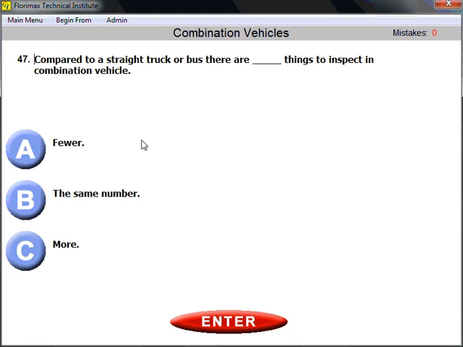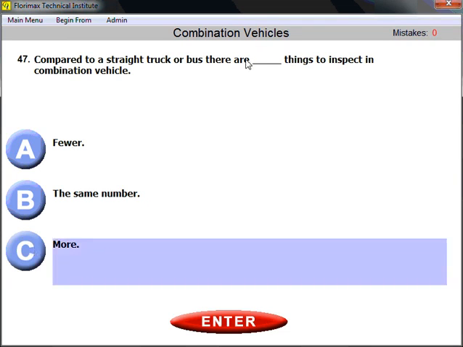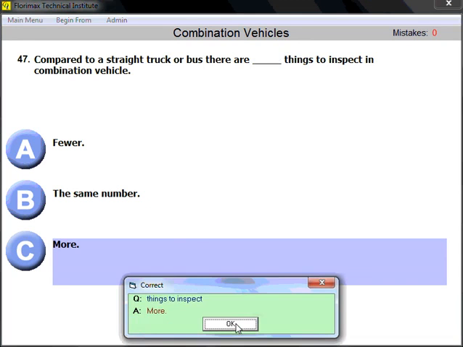Question number 47. Compared to a straight truck or bus, how many things are there to inspect in combination vehicles? Fewer, same, or more? Definitely the right answer is more. There are more things to inspect in combination vehicles. A lot more things to inspect.